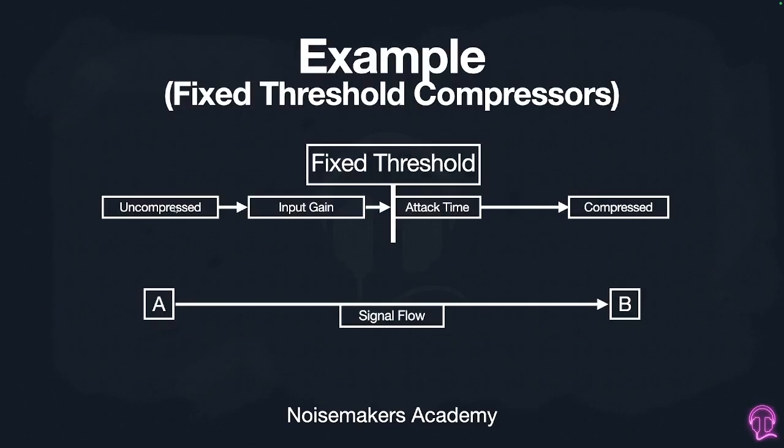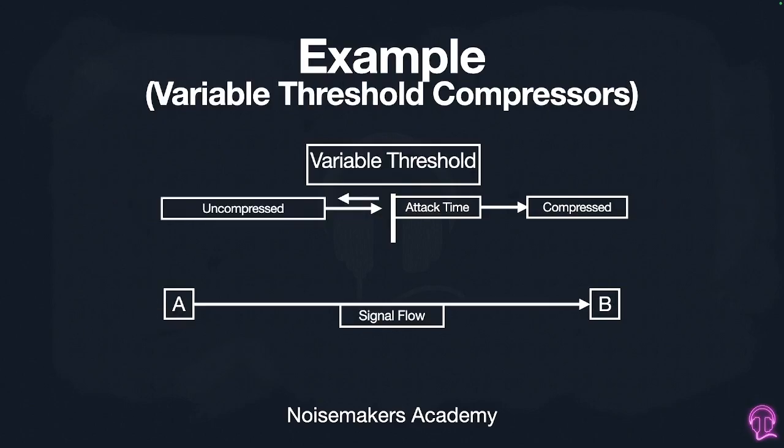Okay, so we have a fixed threshold here. We've got the uncompressed signal, which goes into the input gain, which once we turn it up, will hit that threshold. And that threshold will compress the signal. However, the attack time gives us that little window of opportunity, typically in milliseconds, where the compressor won't turn on. Okay, so if I have 10 milliseconds and something crosses that threshold, I have 10 milliseconds before that signal becomes compressed. And again, as a reminder, the signal flow is going from A to B.